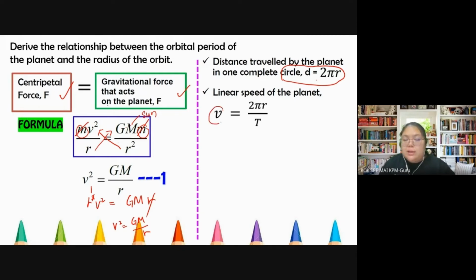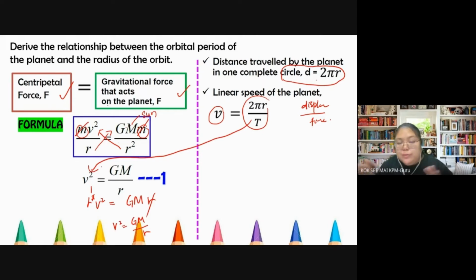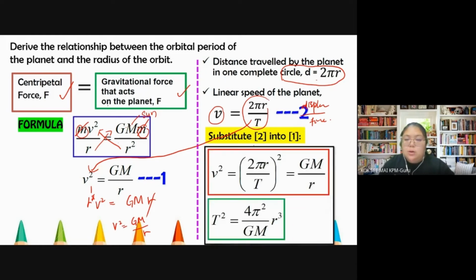So from here, you want to get v, the velocity. Velocity is displacement over time. The displacement for one circle is 2 pi r, over the time t. Now I want to take this whole thing and put it in here. I just want the time taken, the period. So I substitute 2 into 1. So v squared becomes 2 pi r over t, squared. Then GMR is the same.